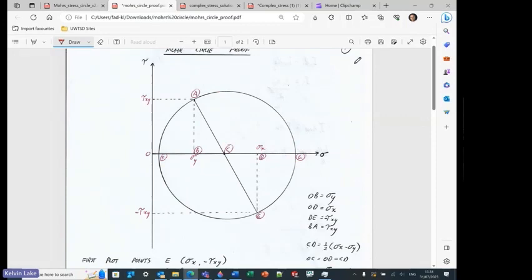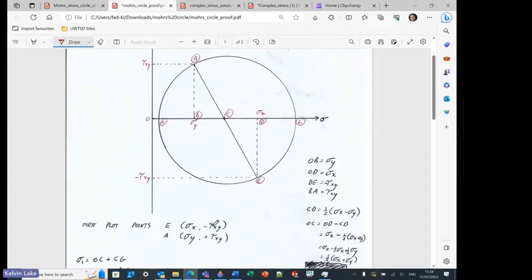Okay, so let's show why it works. Okay, so we've constructed Mohr's Circle. We've plotted position A and position E. So E, remember, was sigma x, minus tau xy. So we've looked at our question and we've extracted sigma x and tau xy and plotted position E. We've also plotted position A, sigma y and tau xy. So we've looked at our question, we've extracted sigma y, we know what tau xy is, so therefore we can plot A. So we've got these 2 positions on my circle, A and E.